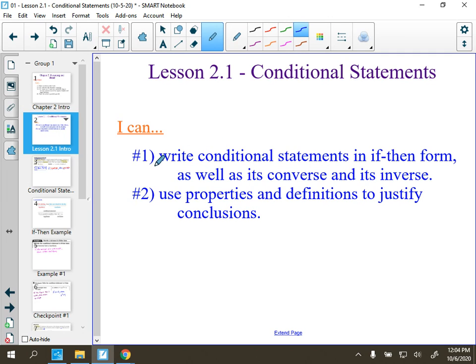I think we've definitely hit both of our goals, so we can check them off and close the door on lesson 2.1. So there you have it, lesson 2.1, conditional statement notes. I will see you in future lessons.